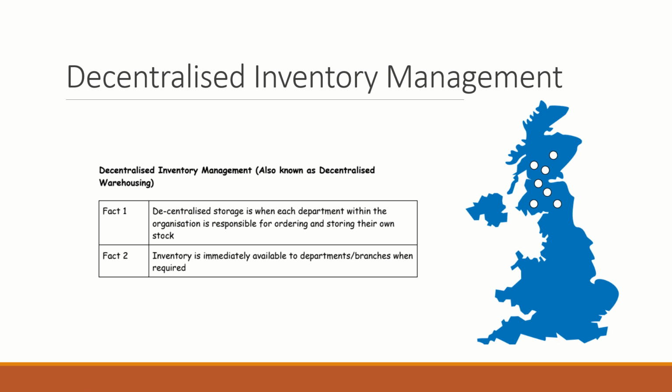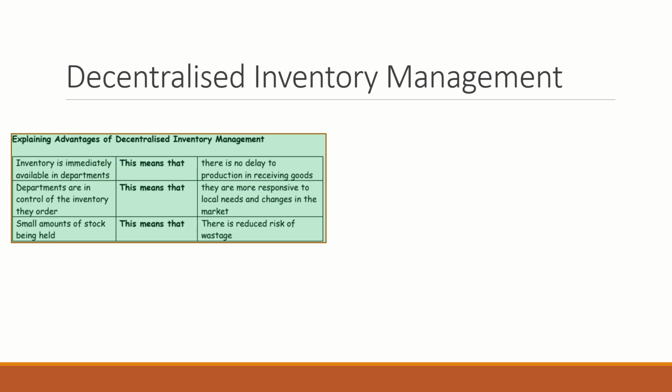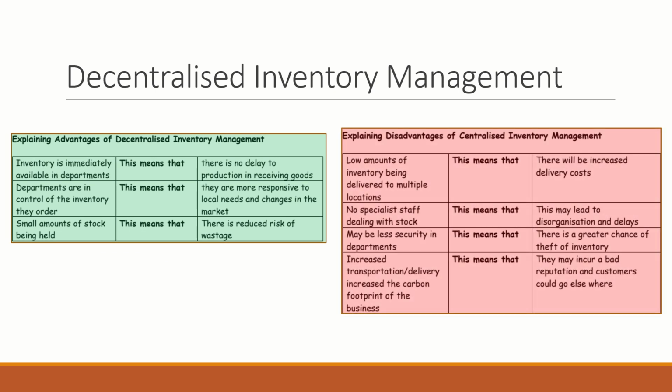Opposite to this is decentralized inventory management, and this is where each branch will have its own small warehouse. So it doesn't have to go to the big main one. It's got its own little one where it holds small amounts of stock that it needs. And of course, same as centralized, there are advantages to this and there are disadvantages to this. I know this video is going quite quick. Please feel free to pause as you go along.